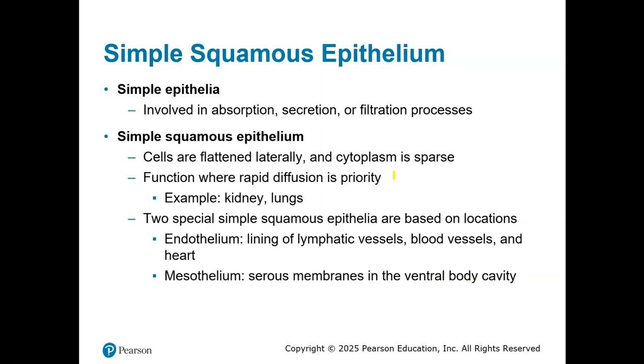So simple squamous epithelial tissue is going to be a single layer of flat cells. And this is actually the thinnest, most delicate tissue in the body. And there are two examples that have special names.